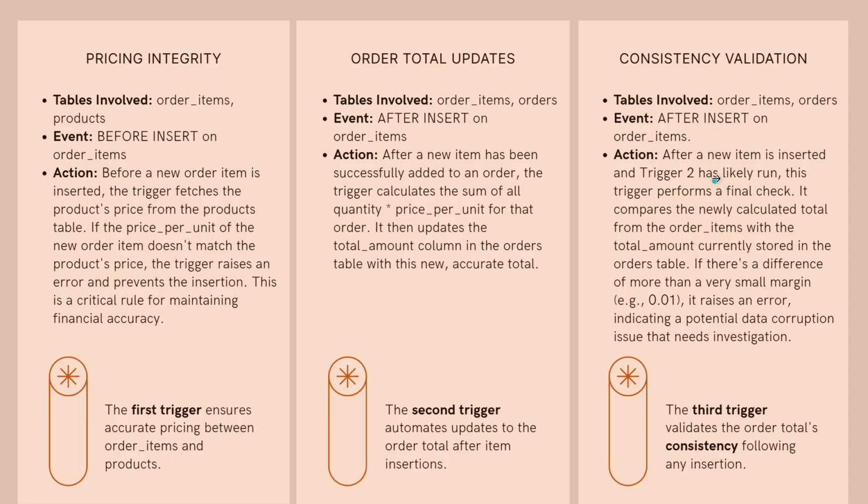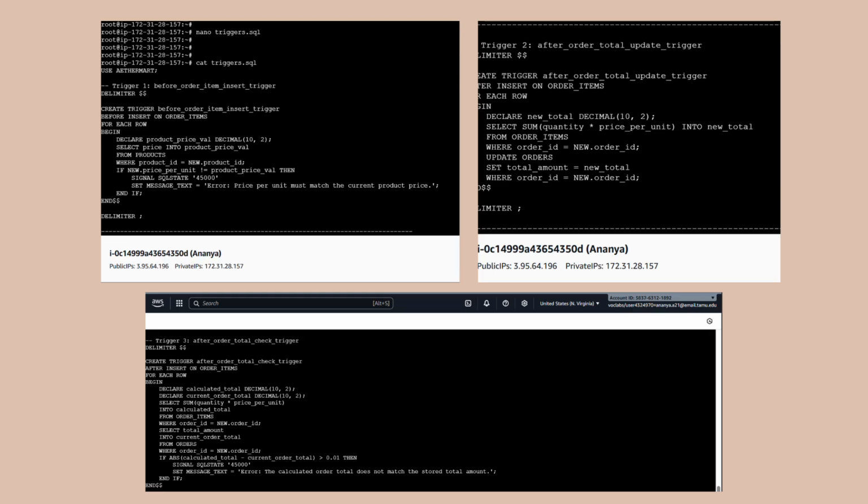So order items and orders are again the tables involved in this trigger. The event is after insert. So basically, whenever a new insert happens, it will run as a quality check that the total amount is equivalent to the sum of all the order items.